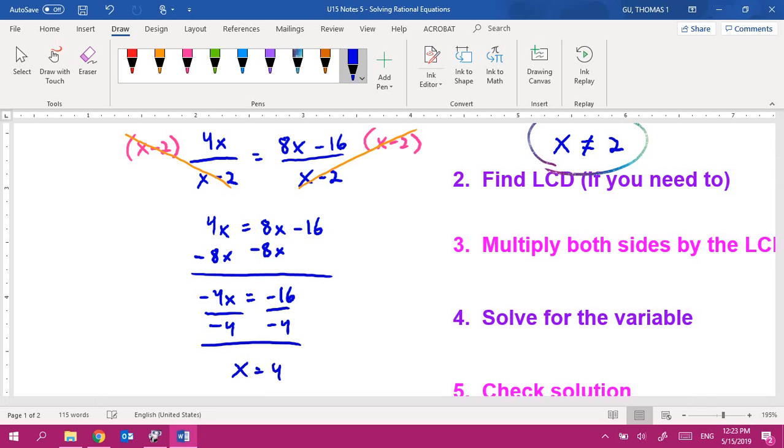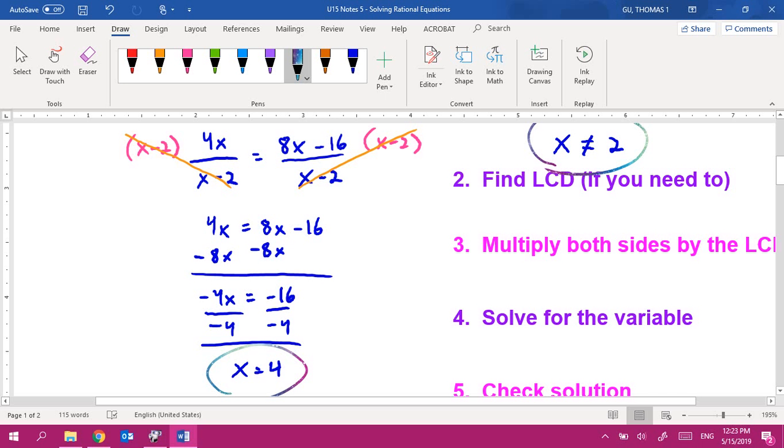Now, this is the very important part. At the very end, you actually have to look at your answer, because remember, we have restrictions, right? What's my restriction? But is my answer 2? So it doesn't matter. I can circle this. This is a correct solution. It's actually a solution. Sometimes you're going to get solutions that aren't really solutions.